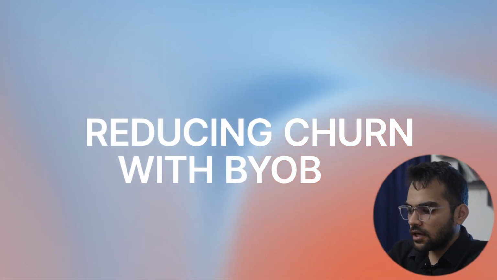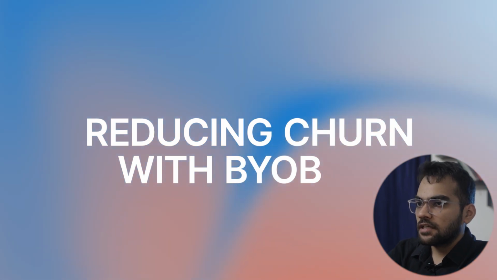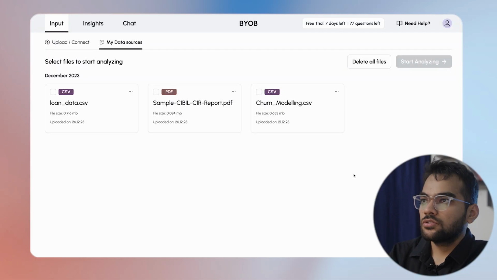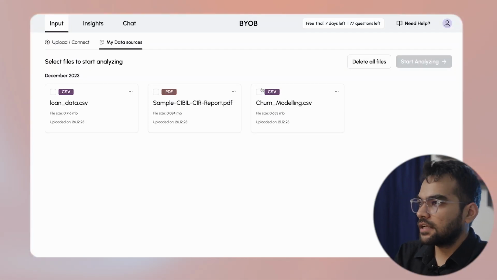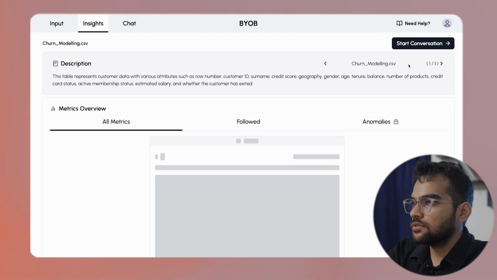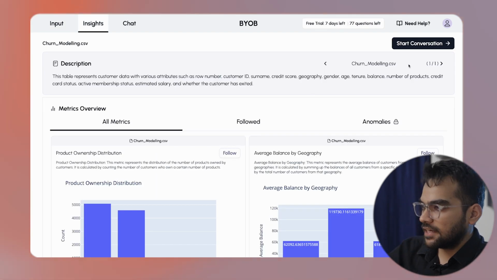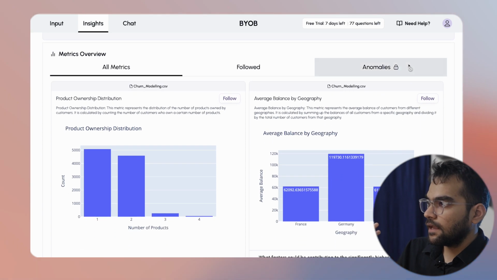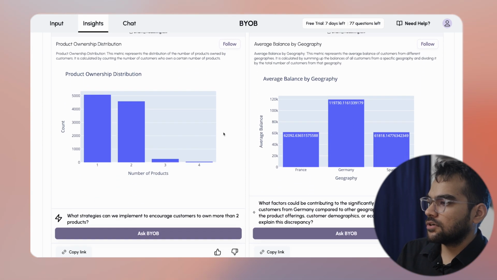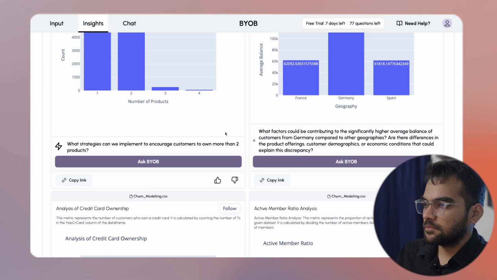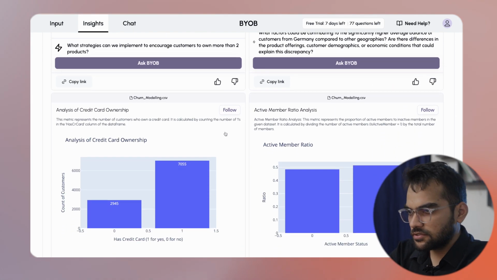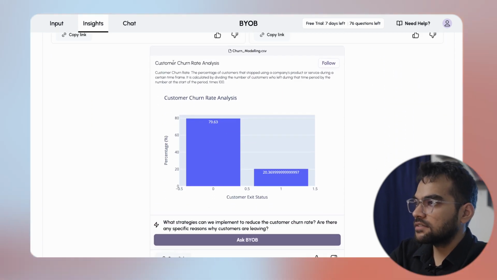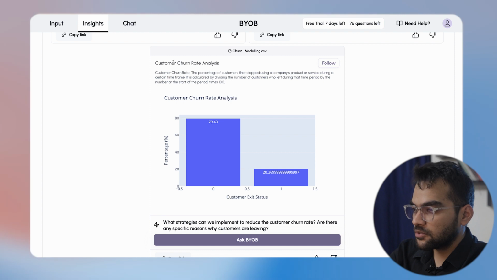Alright, let's move on to another problem in banking and financial services, that is ensuring that our customers don't churn. I have a churn data sheet and I imported it in the same manner. Right now what I can see is the Insights tab, which contains metrics around product ownership, balance by geography, credit card ownership, and active member ratio analysis, which is more or less the same in this data. And at the end, what I have is customer churn rate analysis. This is what I want to see.